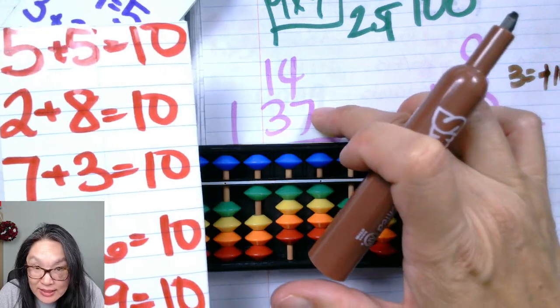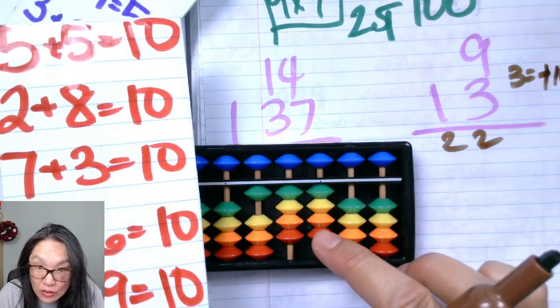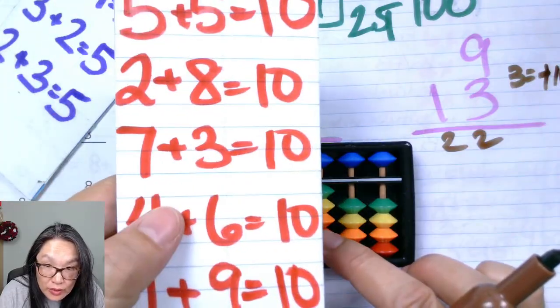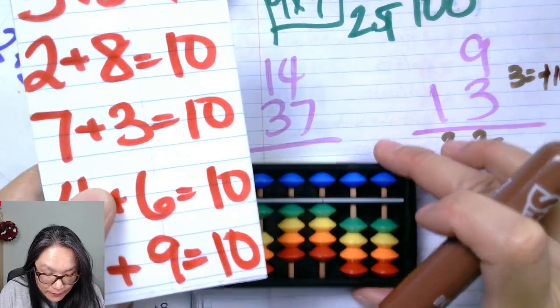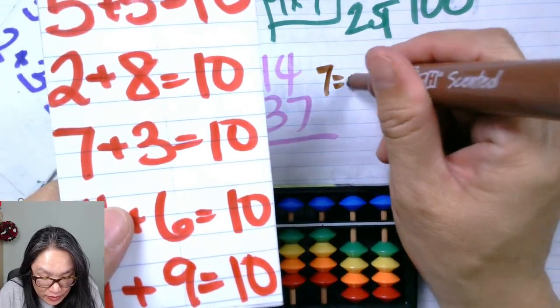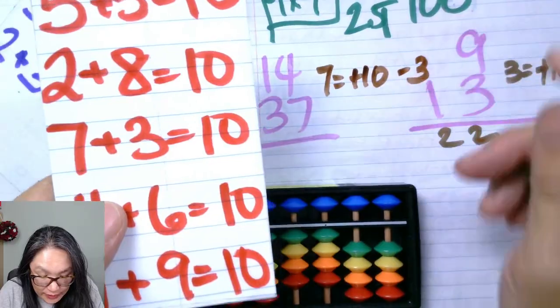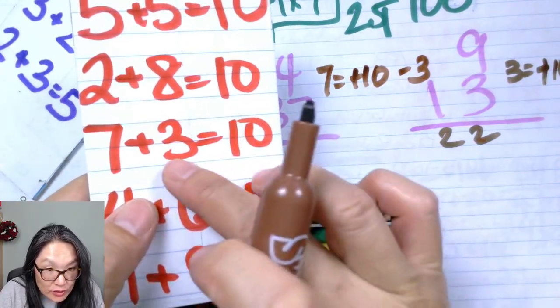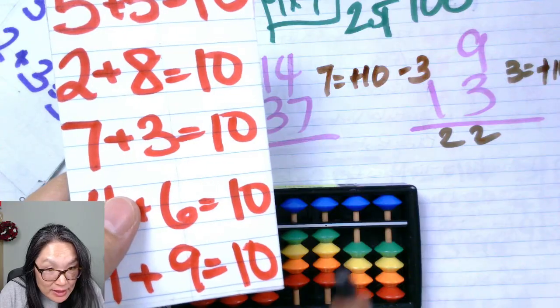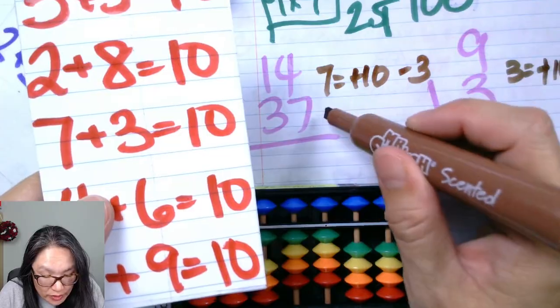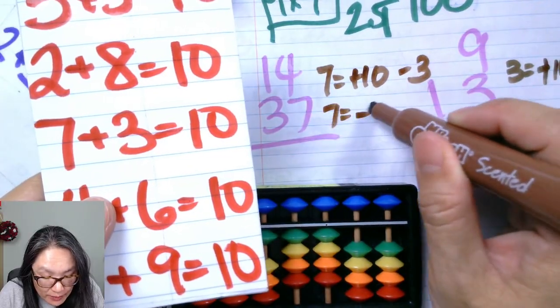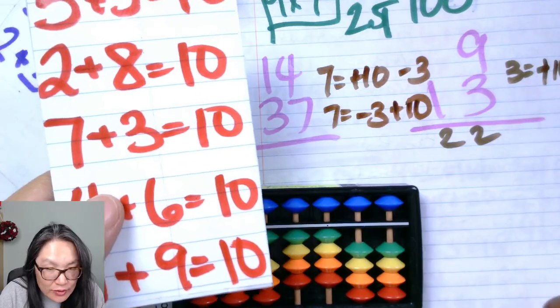And then I need to add the 7. Is there enough to add the 7? No, there's not enough to add the 7. What do? Add the 7 is plus the 10 minus the 3. So I'm going to write 7 is equal to plus the 10 minus the 3. Now, there's a way to do this. That's why I'm having trouble with plus the 10 minus the 7. So what I'm going to do is, I'm actually going to rewrite it. I'm going to say minus the 3 plus the 10. I'm going to do that first.